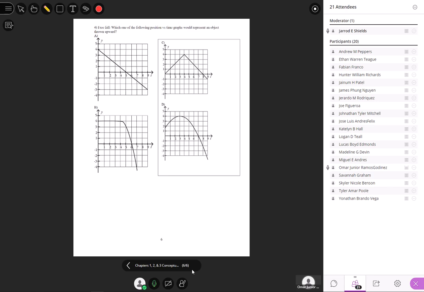All right, free fall. Which of the following position versus time graphs would represent an object thrown upward? In other words, I'm standing down here and I'm going to throw an object vertically upward, and of course it's going to come back and hit the ground. Notice it's position versus time, and it is in the y direction because it's straight up. This is y, and that's time. Which one of these is going to be the most accurate?